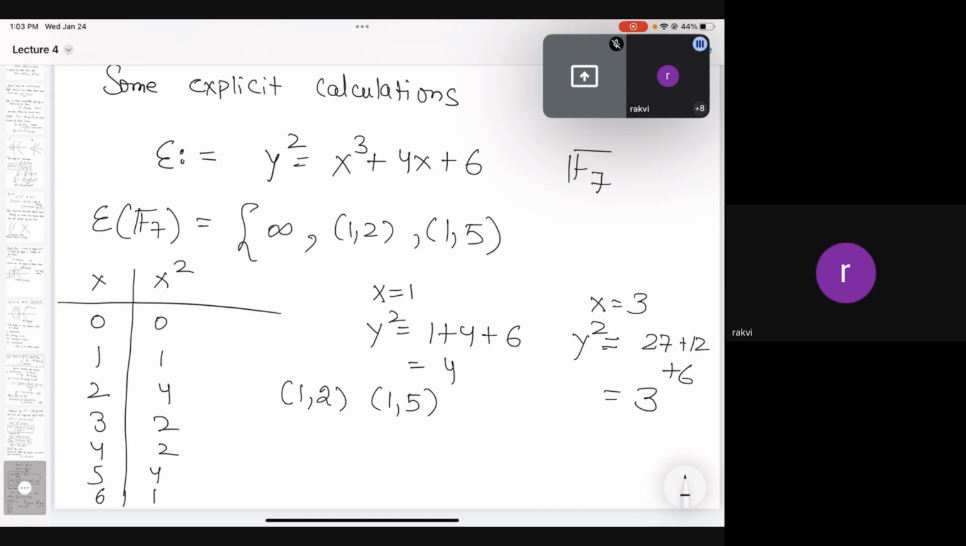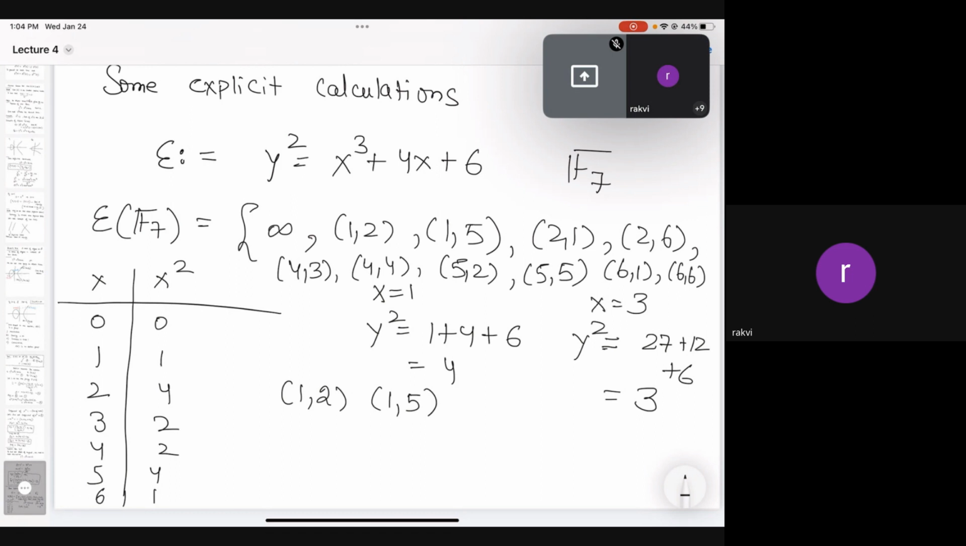So I can do this, and all the solutions that I get are 2 comma 1, 2 comma 6, 4 comma 3, 4 comma 4, 5 comma 2, 5 comma 5, 6 comma 1, and 6 comma 6. So we can see we have 1, 2, 3, 4, 5, 6, 7, 8, 9, 10, 11 points.